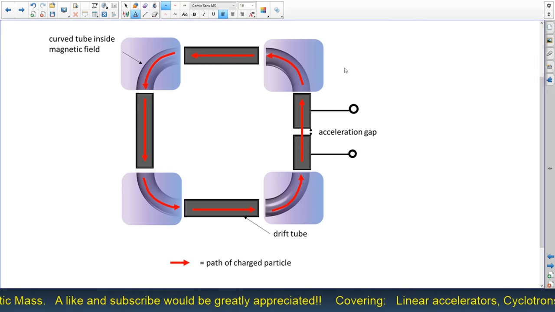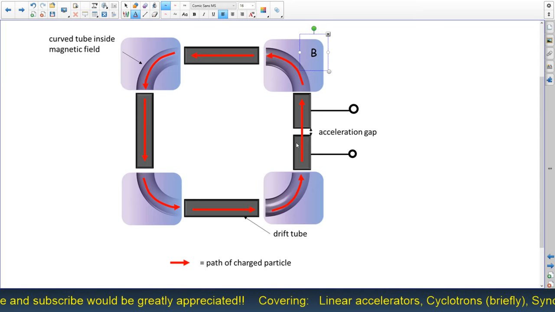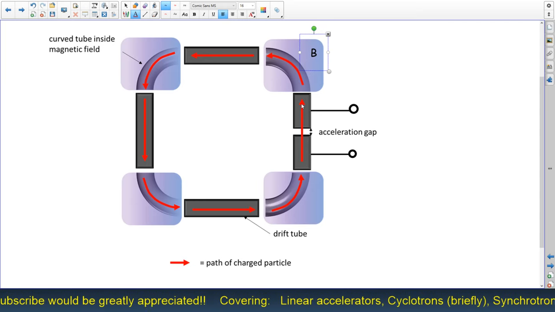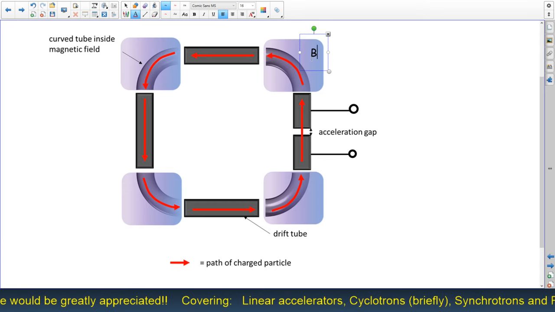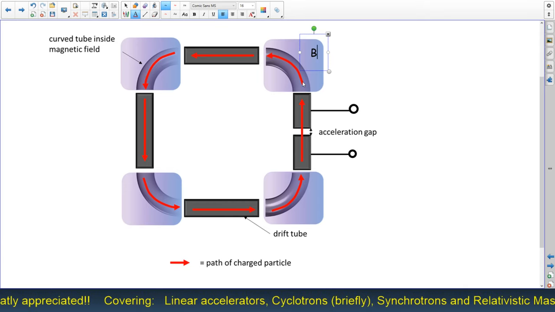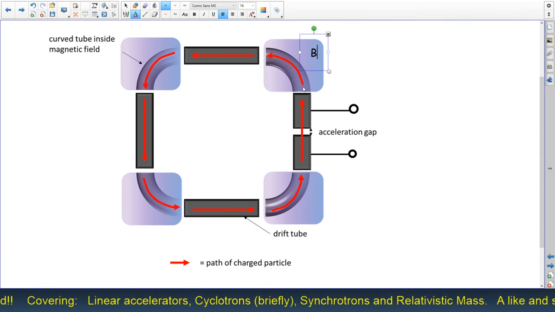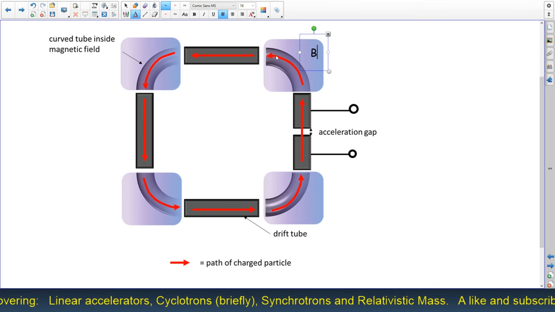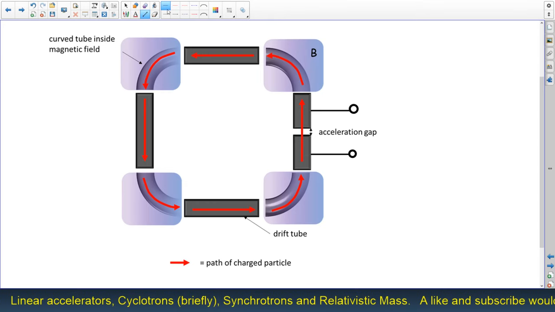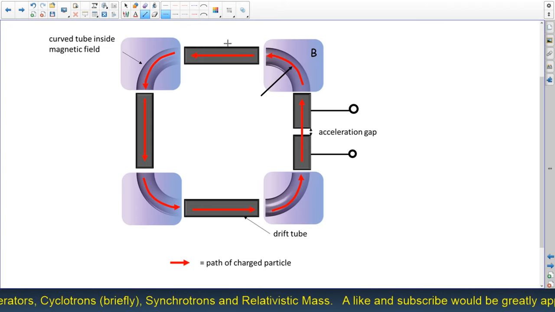As we go through here, there is a magnetic field B. So we come out here screaming at, let's say, 10% the speed of light. We have a magnetic field B that knows that a 10% the speed of light object is coming, and therefore adjusts its strength so that it follows a curved path that has a radius that is the radius of this arc of a circle, R.